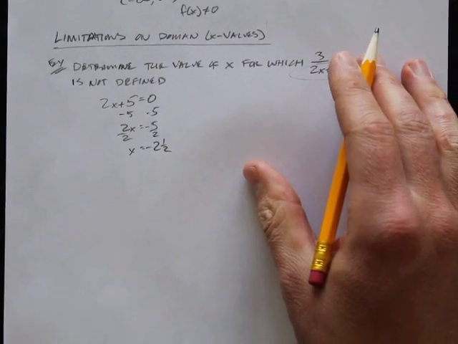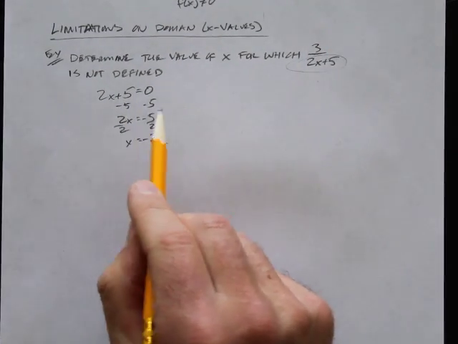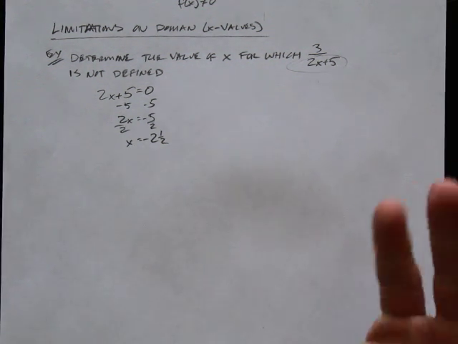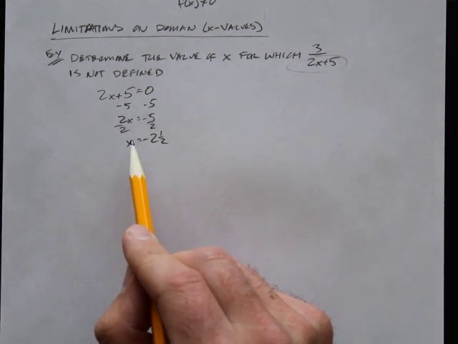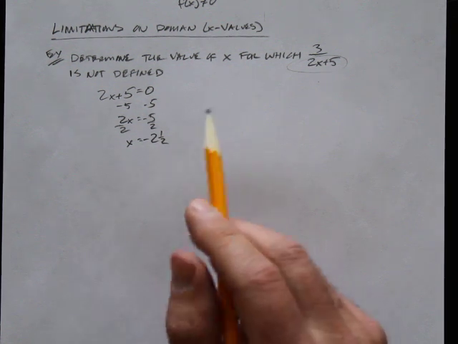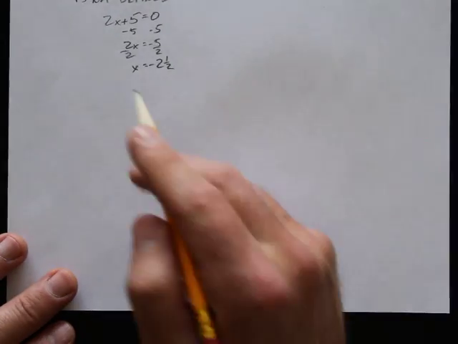So that's where we are not allowed, where we don't have any x values. Is that what I'm saying? Where the graph is undefined. Okay, so you try two of these.